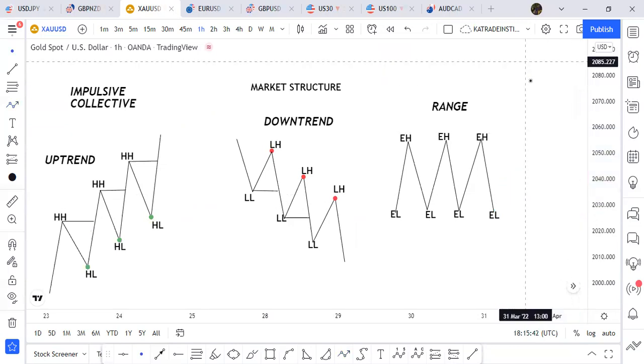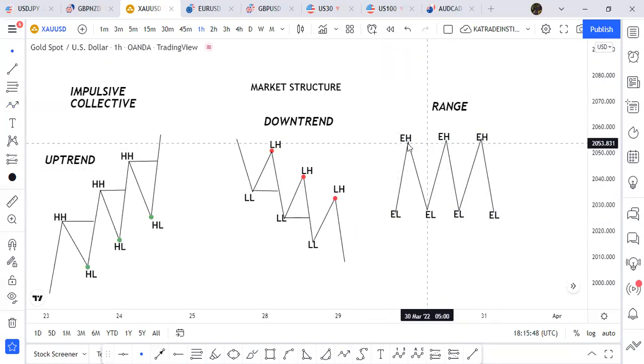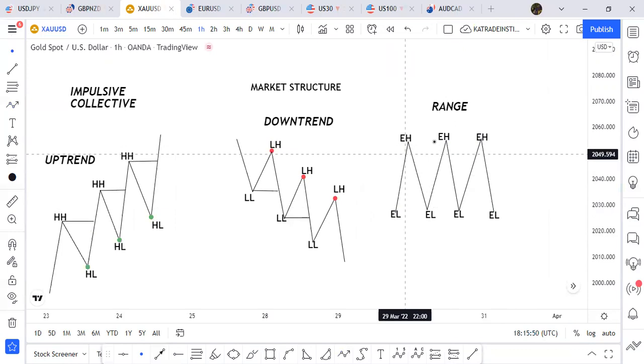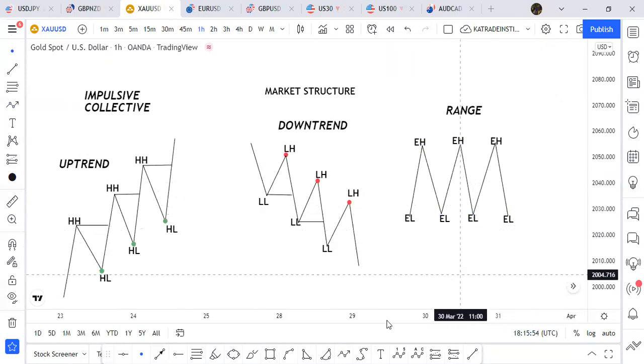So what does it give us? A lot of noise. We find it difficult to trade, because you don't know when the price is going to break, and we don't know where price is going to break out.